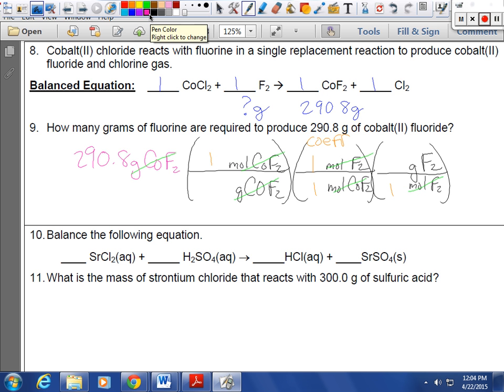Okay, now, grams of F2. F is 19, so 19 times 2 is 38.0, and I'm actually going to need some help on this one. If you've got a calculator, it'd be nice to do this one. I'm sorry, I don't have a periodic table.